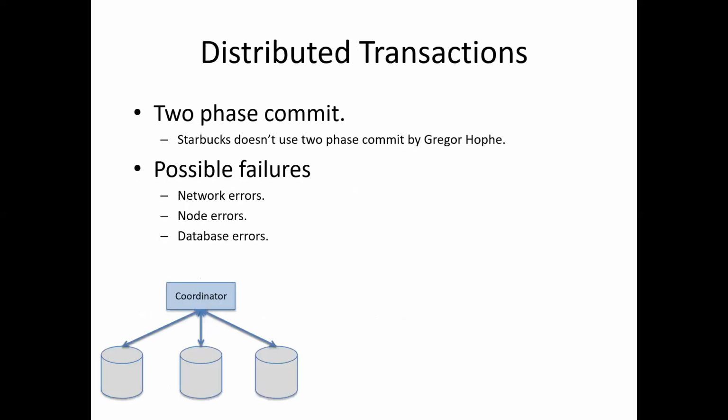When you talk about distributed transactions, the distributed transaction happens in two-phase aspects. The possible failures which can happen in distributed transactions are network errors, node errors, and database errors.